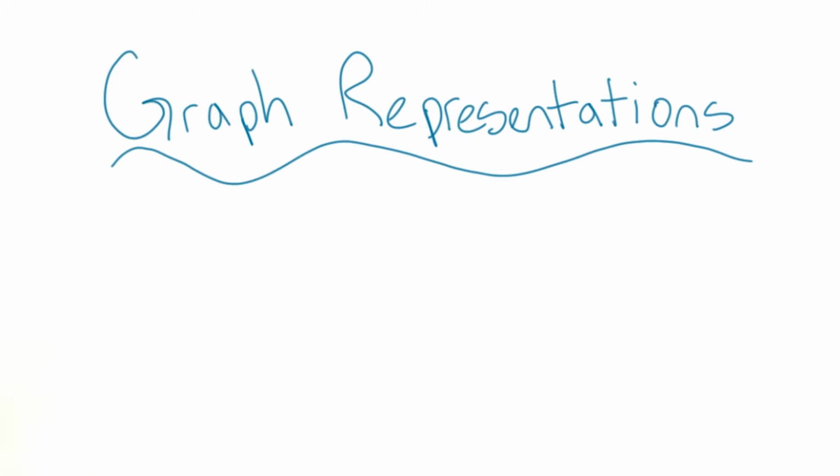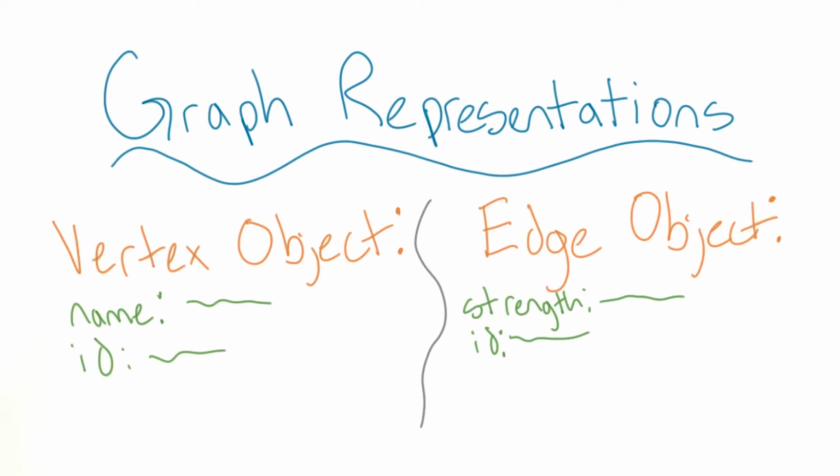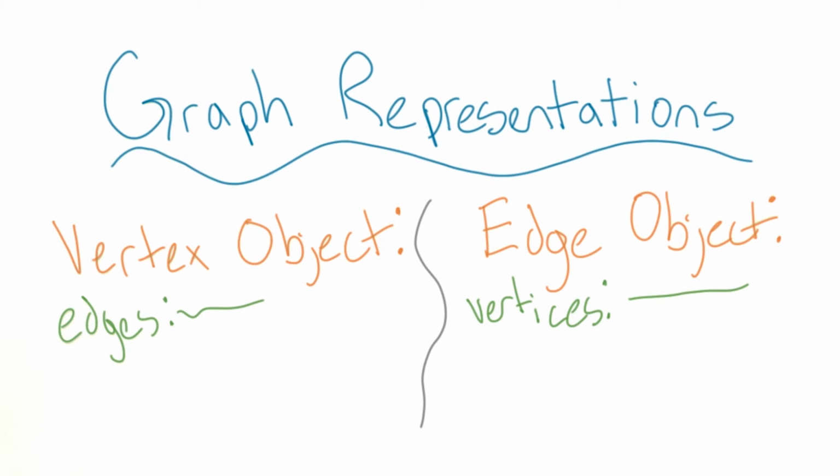Graphs can be functionally the same, but built in a handful of different ways. If you're using an object-oriented language, you could create vertex and edge objects and give them each properties like name, strength, ID number, etc. A vertex could have a list of edges it's connected to, and vice versa. However, operations that traverse graphs can be more inconvenient if you need to search through vertex and edge objects.